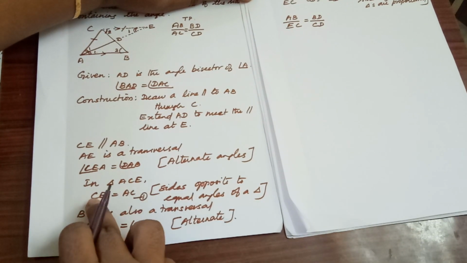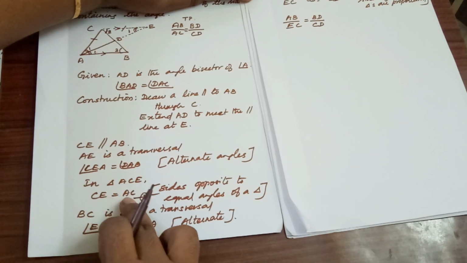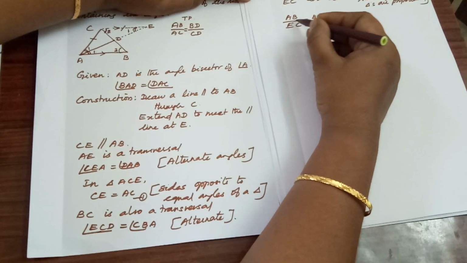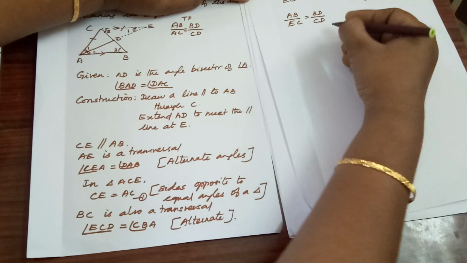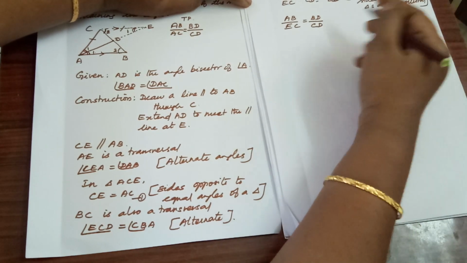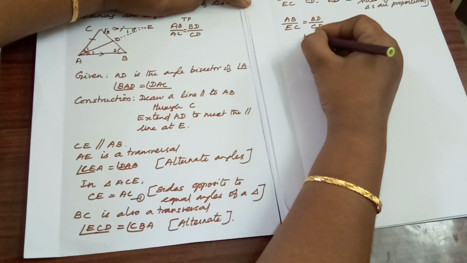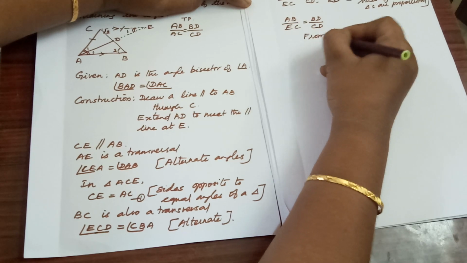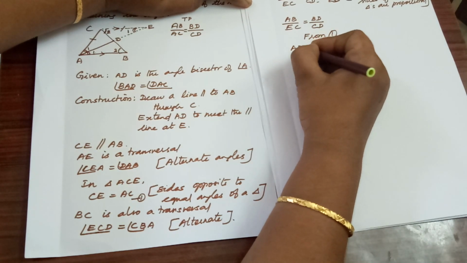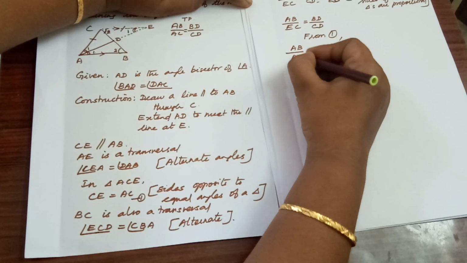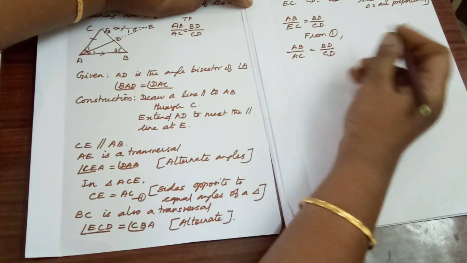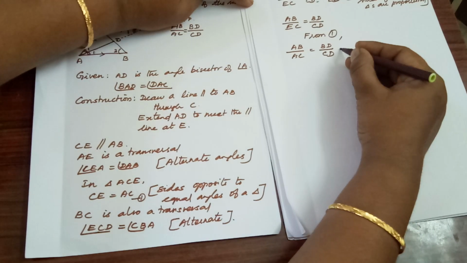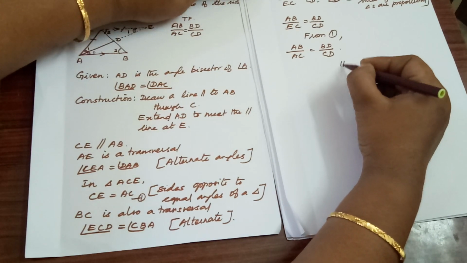So we already proved CE is equal to AC. So we can replace EC. CE and EC are one and the same. So we can replace CE with AC. So from 1, we can write AB by AC, which is equal to BD by CD. So we have got the proof. Hence proved.